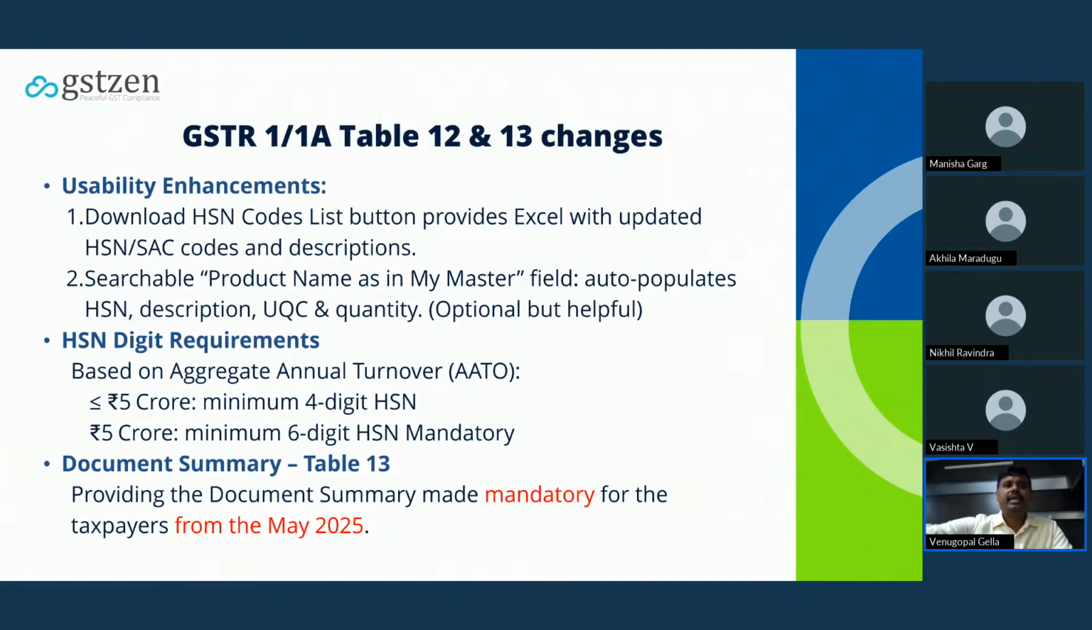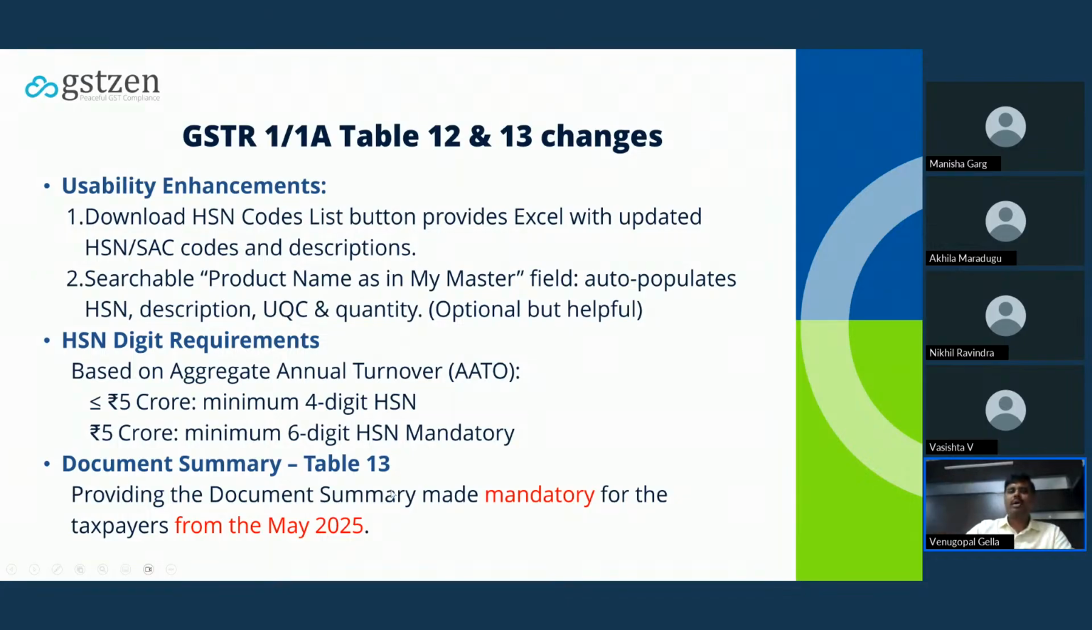If the turnover is less than 4 crores, 5 crores, it has to be 4 digits. If the turnover is more than 5 crores, it has to be 6 digits. This is coming from age-old days. There is no change in it. Table 13, document summary has been made mandatory. Effective from May 25, it is mandatory.